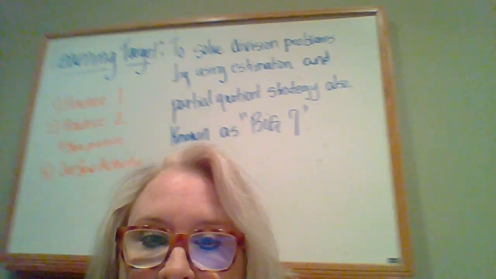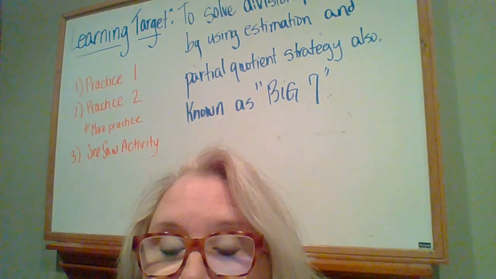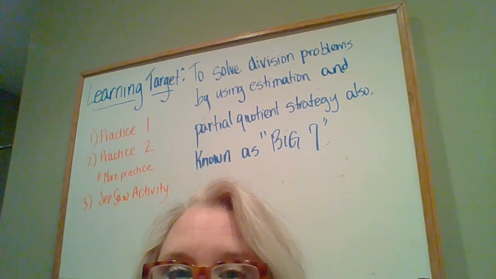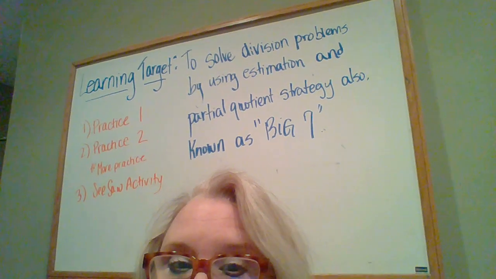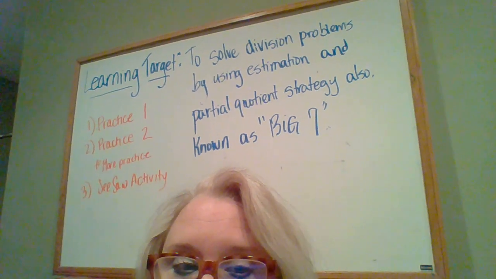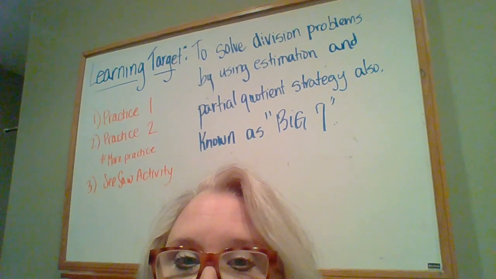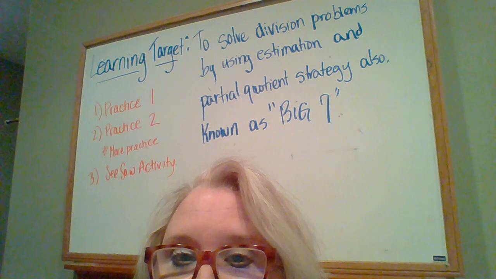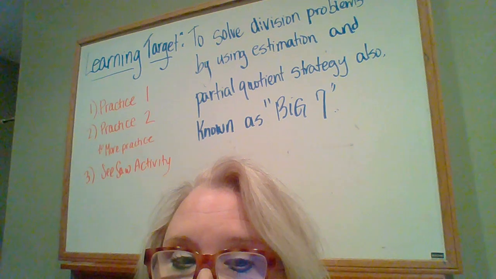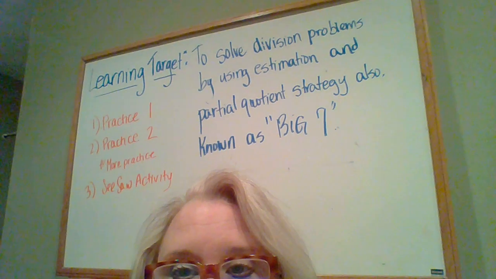Now what we would like you to do is complete practice 1, which is right there. Practice 2 are pages that you already have in your packet, and we will also have more practice for those of you that already finished pages in the packet. You can click on the More Practice button. And 3, each teacher would like you to submit a Seesaw activity completing one problem using estimation and partial quotient strategy. You can use one of the problems on any of these practice pages or create your own word problem.